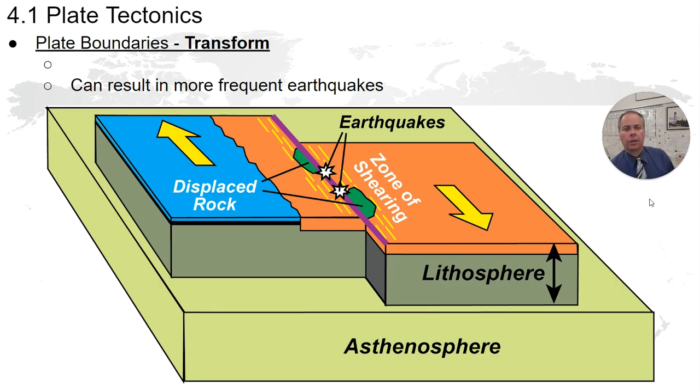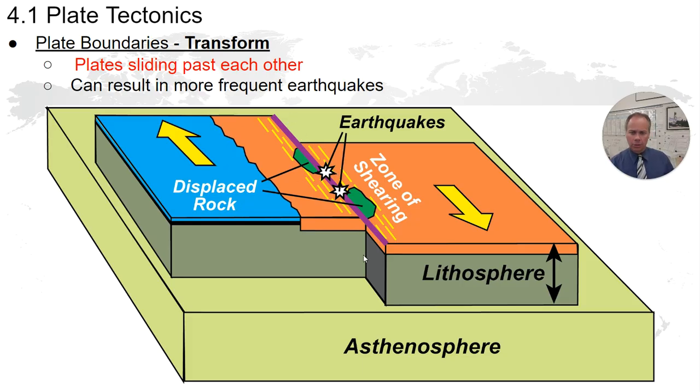And then we have a type of plate boundary that's called a transform boundary. This is where plates are not moving towards or away from each other, but sliding past each other. In a transform boundary like this, we have the rock on the right part of the lithosphere. That plate is moving this way. The other plate is moving the opposite.